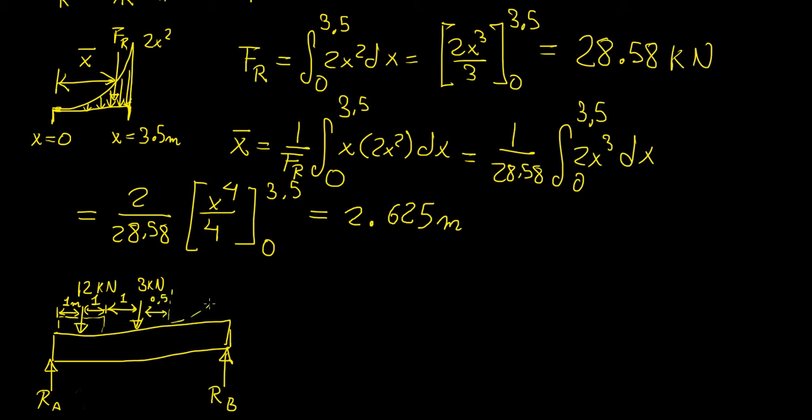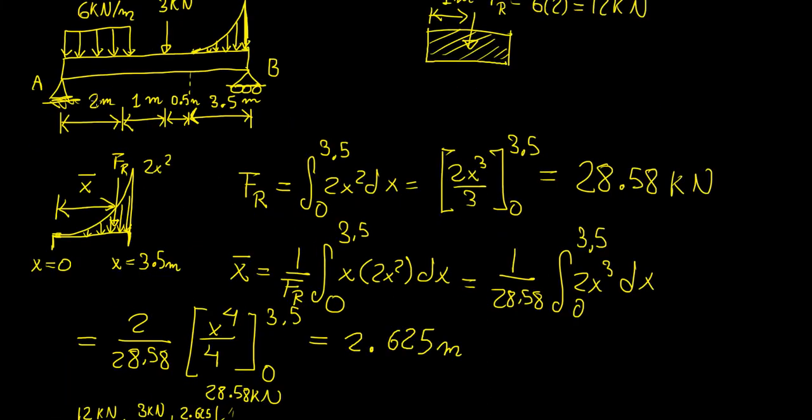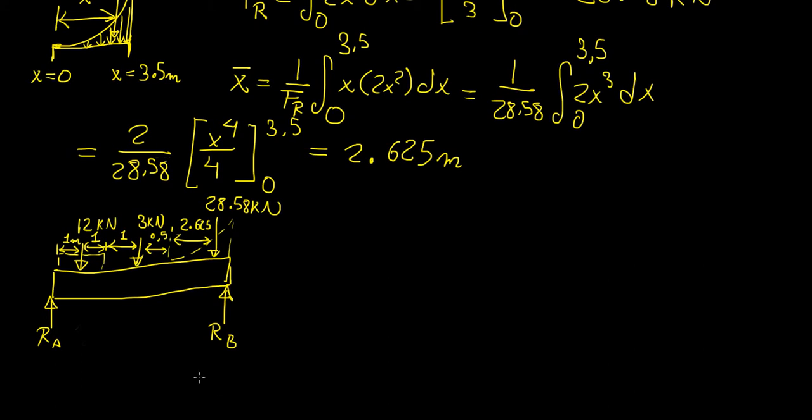Now here we have our distributed load that looks like a parabola, but the resultant force of that is located somewhere over here, which is, as we calculated, at 2.625 meters from this reference line, and it has a magnitude of 28.58 kilonewtons. Now the total length of the beam, and this is important to know, is going to be 3 plus 0.5 plus 3.5, so that's going to be 7 meters. This is going to be important for when we're doing the sum of the moments about A. Also, I forgot to mention that we have R_Ax equals 0 because there are no horizontal forces on the system.